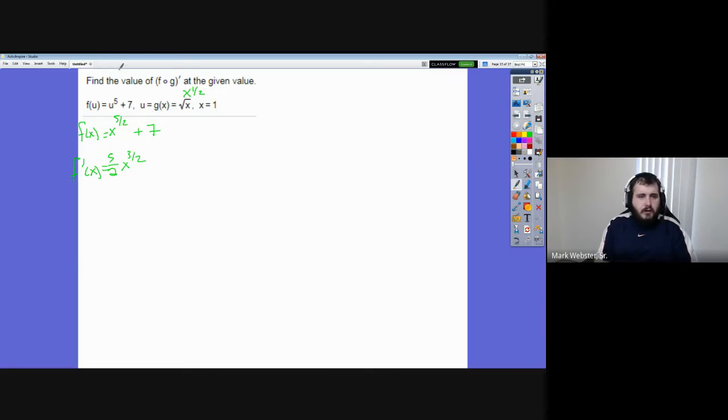And now it said at the given value, and they gave us the value of 1, right? We want to know what the derivative is at 1. Now at x equals 1, we're going to write that down. Well, f prime of 1, we're just going to put 1 in, right? 5/2 times 1 to the 3/2. Well, what's 1 to the 3/2? Isn't that just 1? 1 to any power is 1, right?